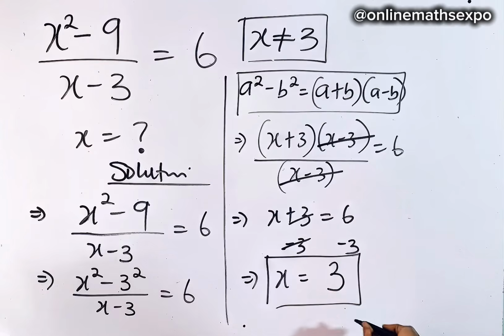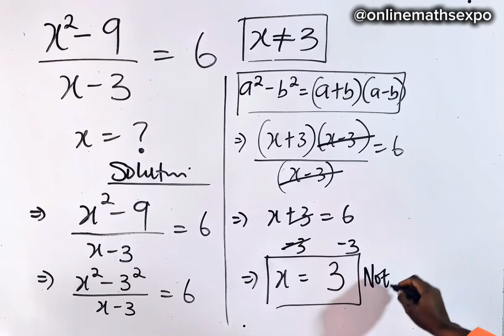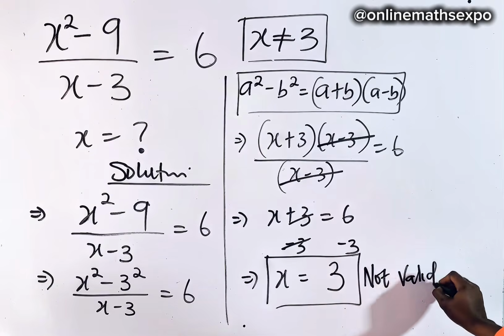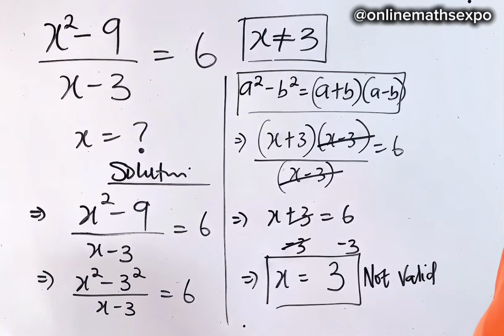And if there is a contradiction, it means that the solution we got is not valid. And if it's not valid, it means that this does not have a solution for x being 3.